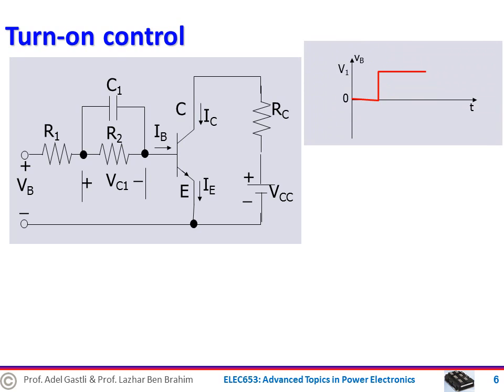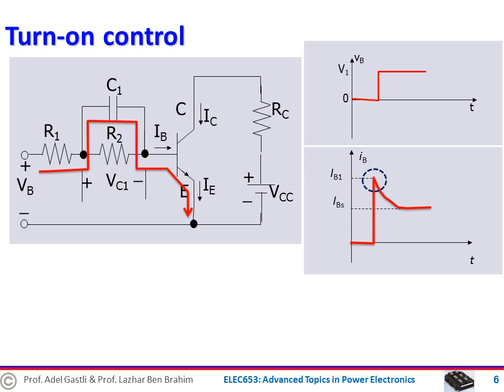During the switching on transition of the transistor, the base drive source voltage VB goes high to a positive value V1. The capacitor C1 is initially discharged, so it draws a large base current. The base current reaches instantaneously its peak value IB1, which is limited by the resistance R1.